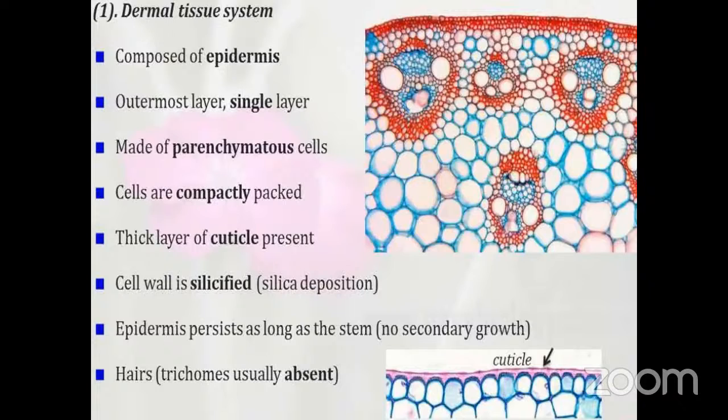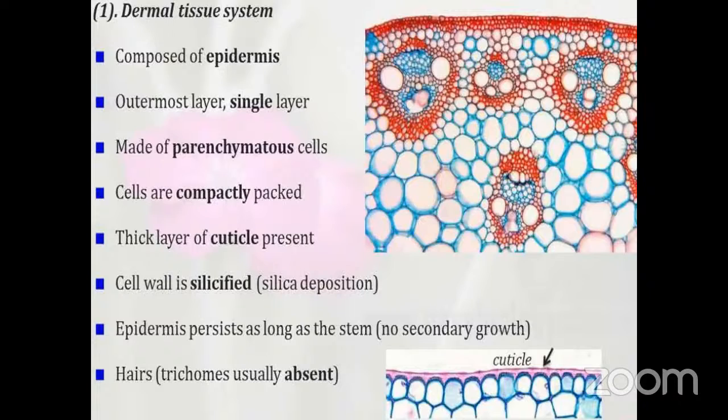And outside epidermis, you find cuticle, which prevents water loss. And cell wall is also silicified. That is due to the deposition of silica, the cell wall becomes somewhat tough. Then epidermis persists as long as the stem lives. That is, here no secondary growth is seen. So as long as these plants are annuals, we find epidermis intact, persistent.